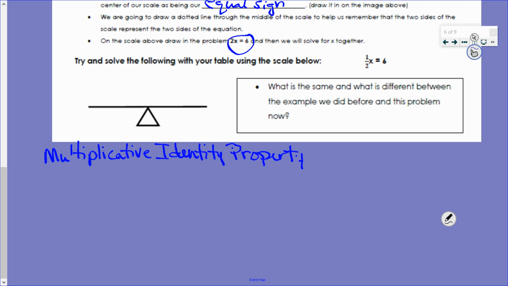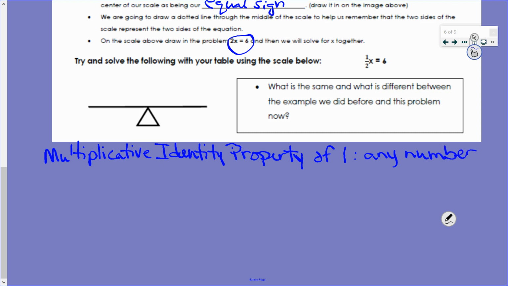What number did we just get to? 1. Given the additive identity property definition, anybody think you can guess what the multiplicative identity property of 1 states? Anything times 1 is the same thing, that number.